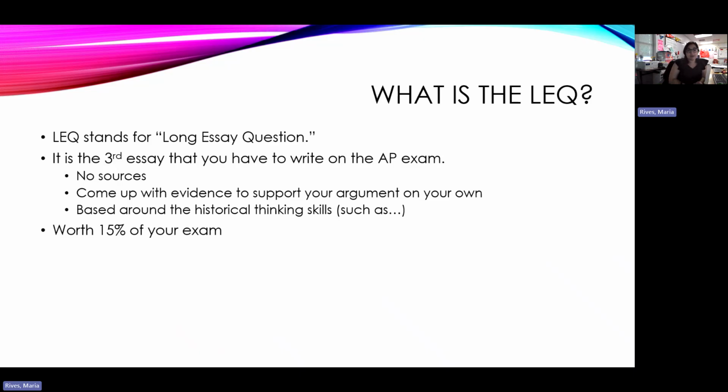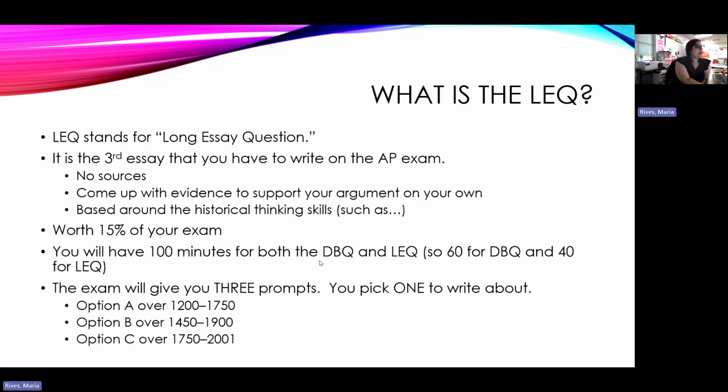Because you do have to write your essay framed around one of the C historical thinking skills, like comparison or causation or continuity and change over time. Those are the historical thinking skills or the C skills, and I'll list them all in this PowerPoint when we get there. The LEQ is worth 15% of your exam score. It's not the majority, but you do need to write a solid LEQ if you want to earn a 4 or a 5. If you don't, it's going to be harder for you to get the 5 on this exam.